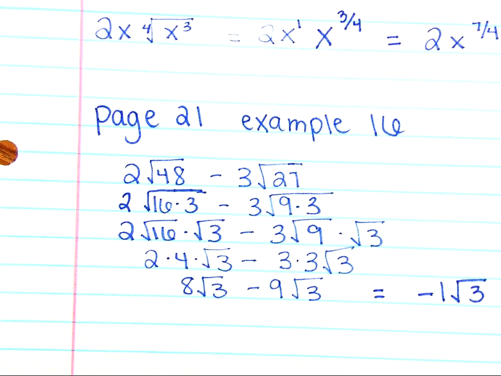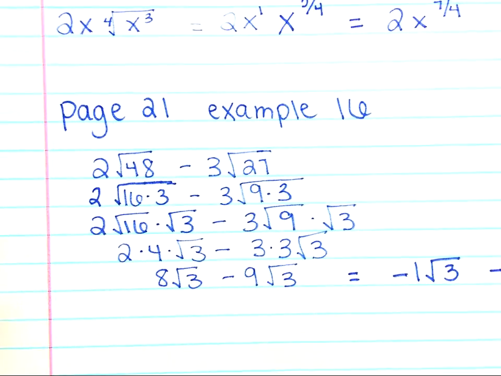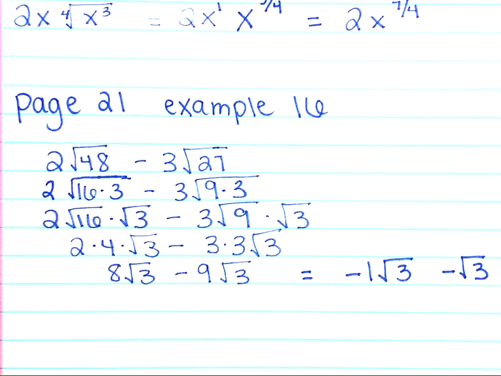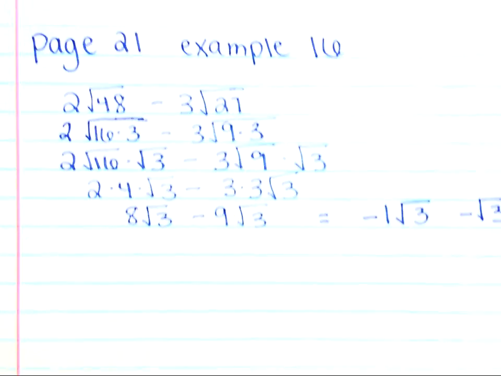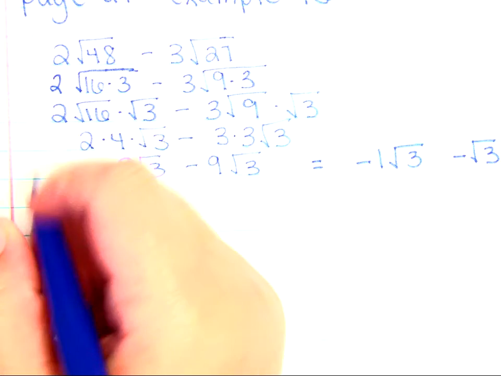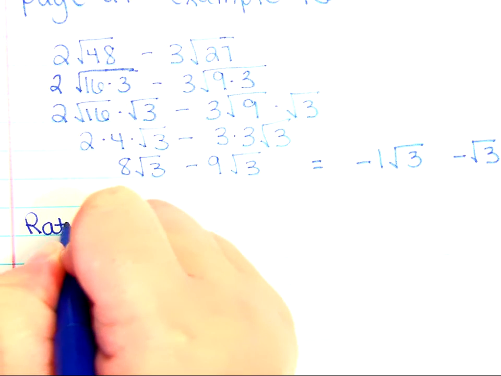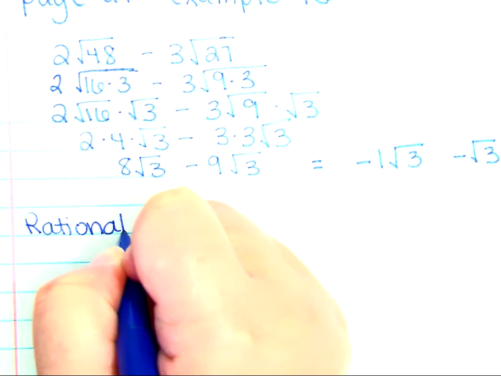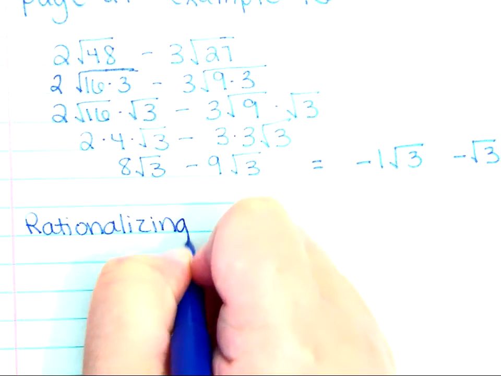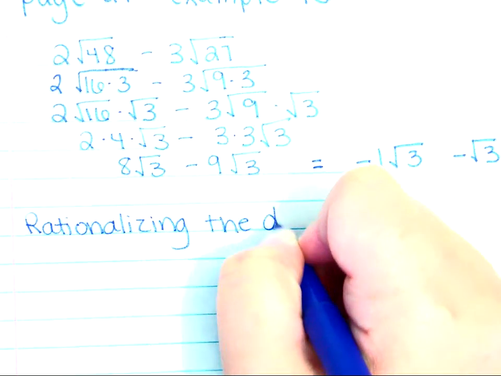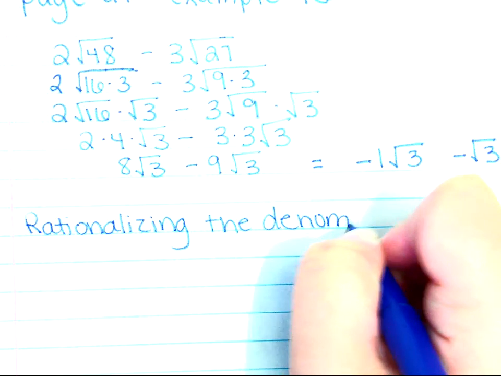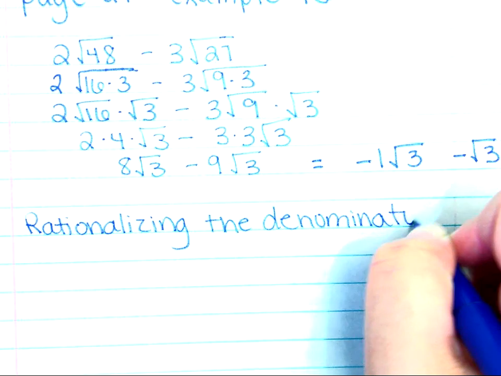Okay. If you don't remember how to simplify radicals like that, you might want to think about doing a little bit of extra practice with those. Last thing that this section talks about is rationalizing the denominator, which is something pretty much from this point on you're going to be expected to do.